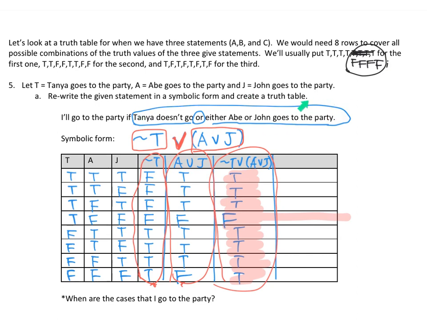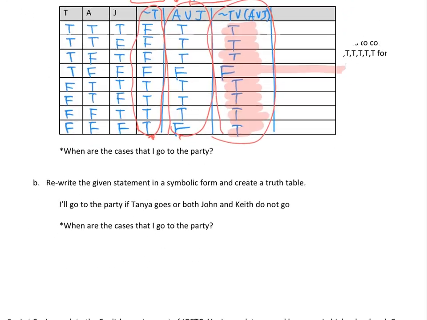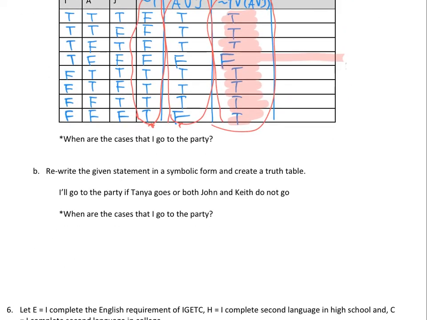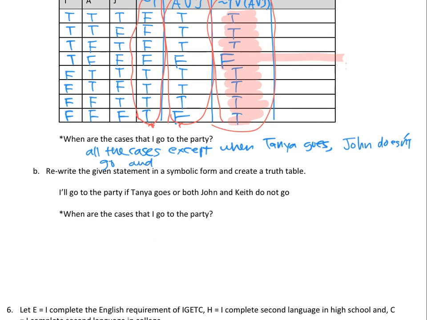The only time this statement is false is when Tanya goes, and John and Abe don't go. So that answers the next question: when are the cases that I go to the party? All the cases except when Tanya goes, John doesn't go, and Abe doesn't go. All right, I'm going to have you pause and finish part B.